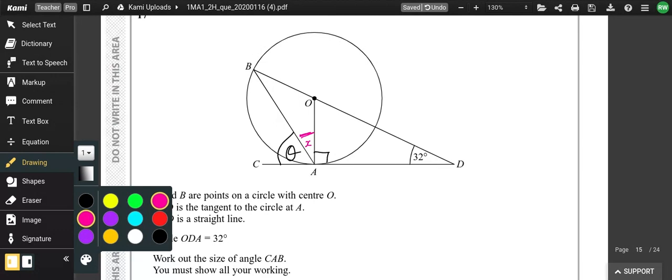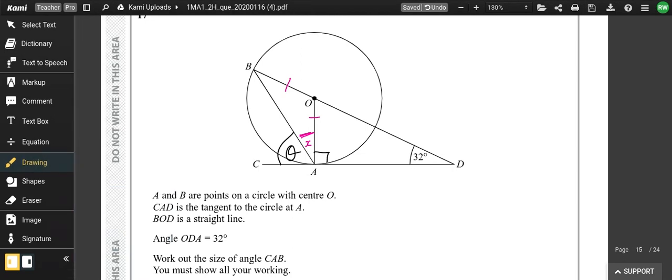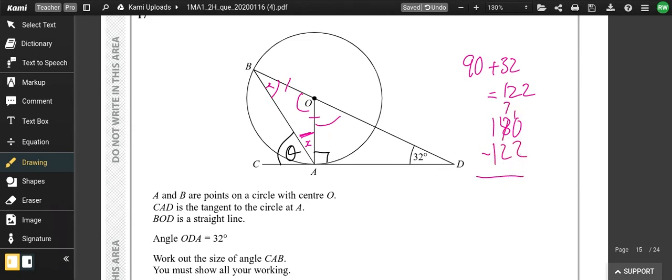Because we have a circle here, this and this are both radii, so that makes that an isosceles triangle, so that's X. And that means we just need this angle in here, which we can find if we know that one. So we'll do 90 plus 32 is 122. Subtract that from 180. That gives us 58. So this is 58.